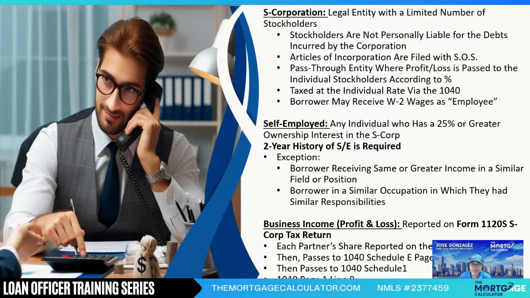So you'll note that it goes from the 1120S. The income is then reported to each partner on the K1, and then that amount reported on the K1, which has the tax ID number of the S Corp, is reported on the IRS personal tax return, 1040, Schedule E, as in Edward, page 2.